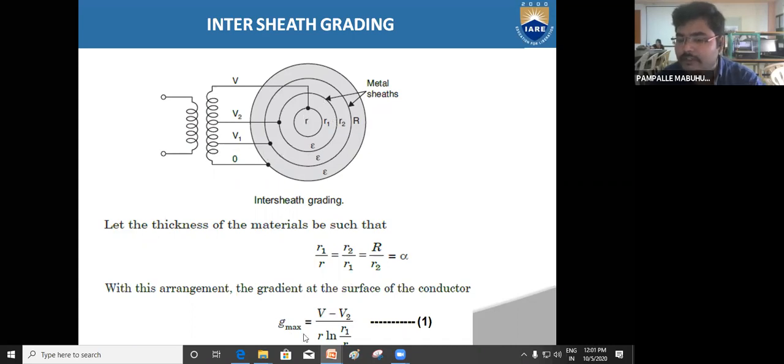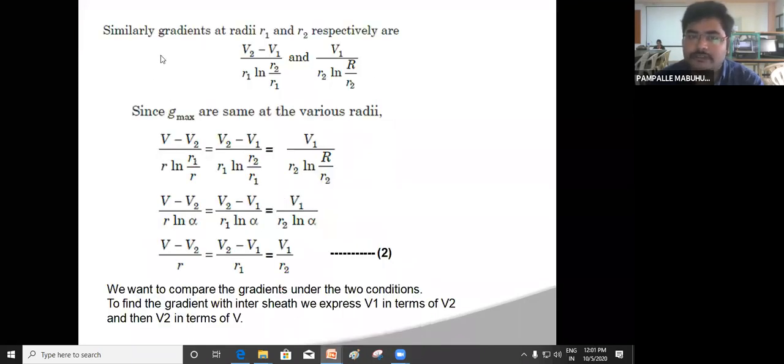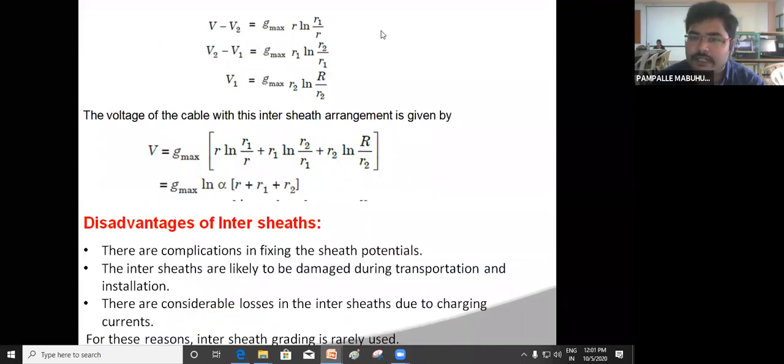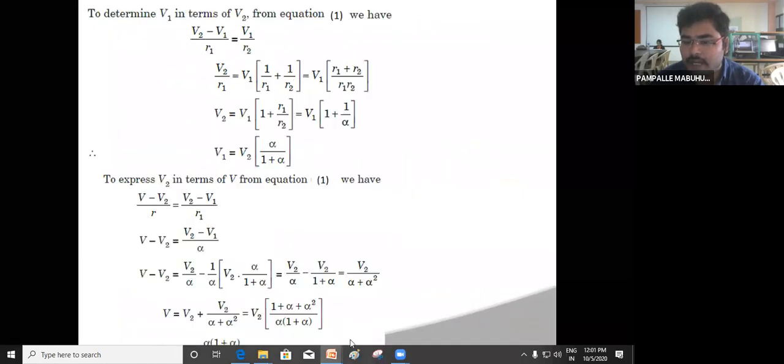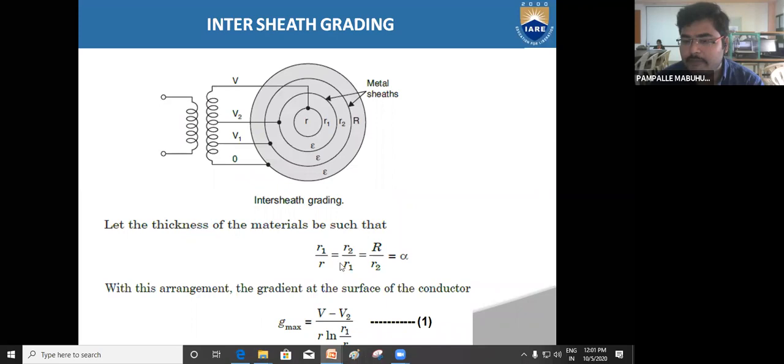Okay, so you directly take this expression here. The gradient at the surface of the conductor by considering the intersheath grading is Gmax equal to (V minus V2) by R into ln of R1 by R. So here in this expression you are having R1 by R, and this R1 by R can be written as alpha.